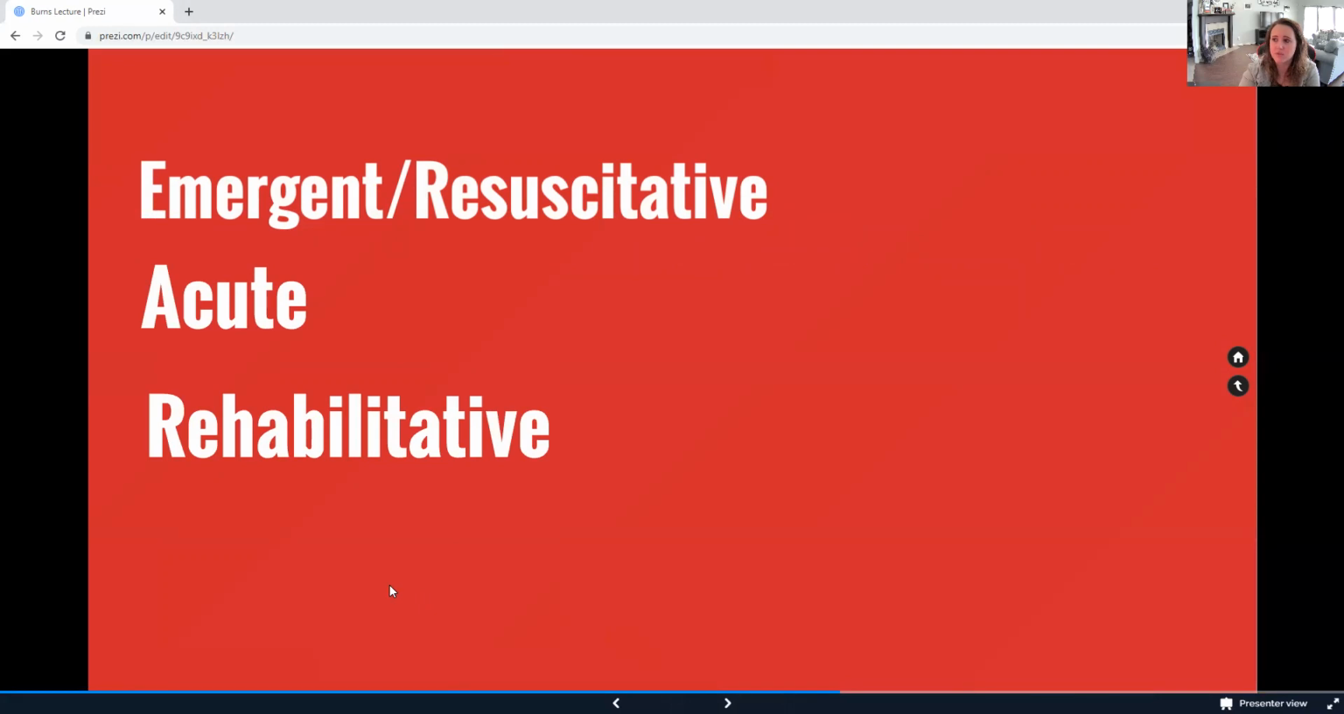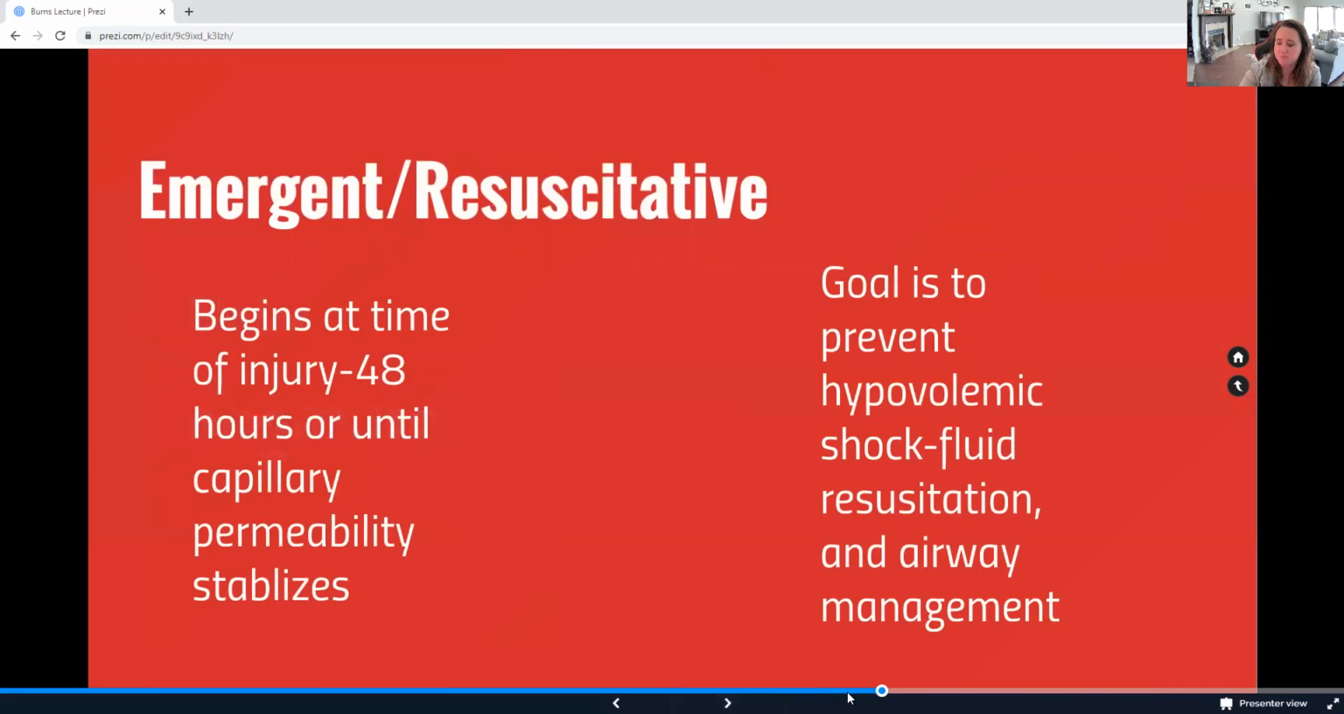So we have emergent and resuscitative, we have acute, and we have the rehabilitative phase. The emergent phase is the onset of burn injury to the restoration of capillary permeability, which is our first 24 to 48 hours. The focus here is stabilizing and fluid resuscitation. The acute phase is when we have that return of capillary permeability, and this is when your patient's going to start to have diuresis. This typically occurs within 48 to 72 hours after your initial injury and will last until the wound heals. And then that rehabilitative phase is from when the burn is healed to when the patient is able to function at their highest level again.